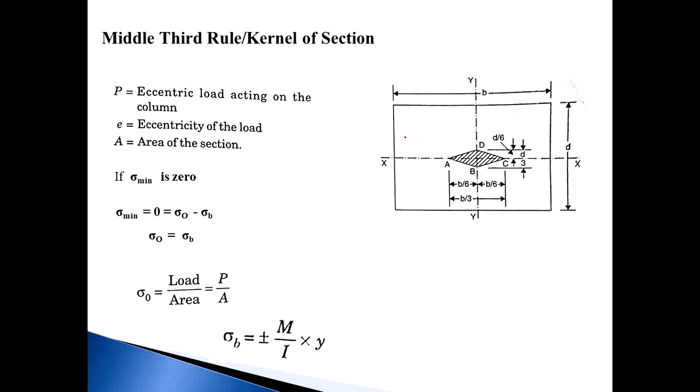Before solving the problem, we understand that the minimum stress becomes 0, that is sigma minimum is equal to 0. Sigma minimum is calculated by sigma 0 minus sigma B, so sigma 0 is equal to sigma B. Sigma 0 means the direct stress, that is load upon area, P by A. And sigma B is the bending stress, that is M upon I into Y.